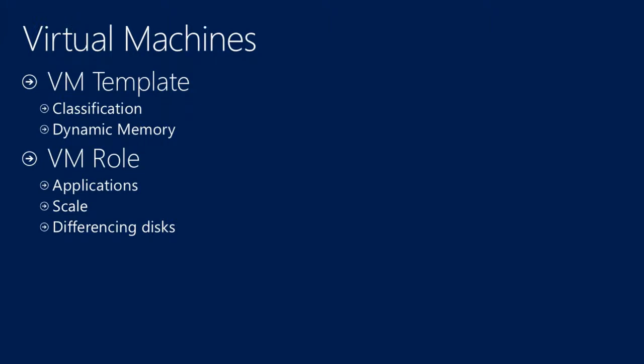But the interesting thing also is VM role allows you to completely integrate with applications and install applications as part of the deployment. You can scale up, and it's also interesting to know that VM role will use differencing disk. So if you deploy one VM role and deploy another, it will use the same base disk. That will save you, specifically, let's say you deploy 1,000, a lot of storage.